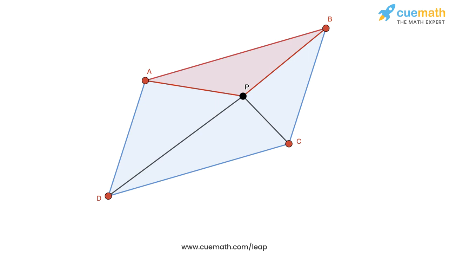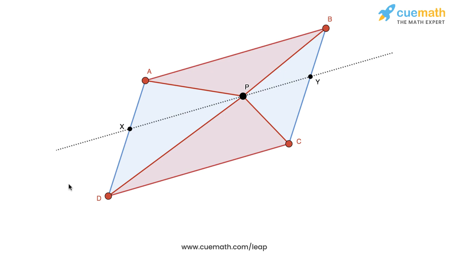plus the area of triangle PCD, the sum of these two areas is equal to half of the area of ABCD. And we were given a hint in the problem: draw a line through the point P parallel to AB. So let's do that. So we've drawn a line through P that's parallel to AB, and let's say that it intersects AD at X and BC at Y. Okay.